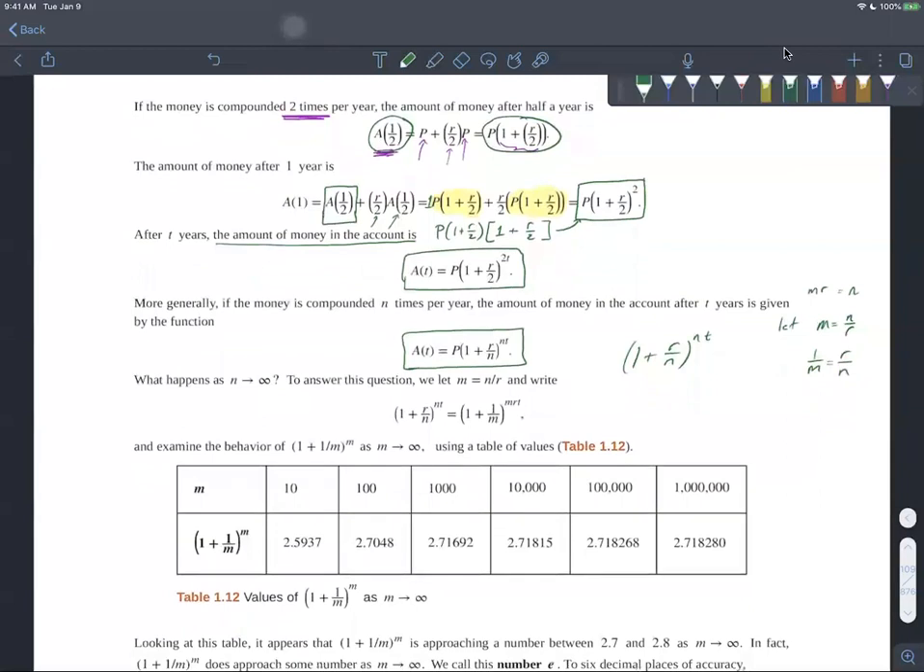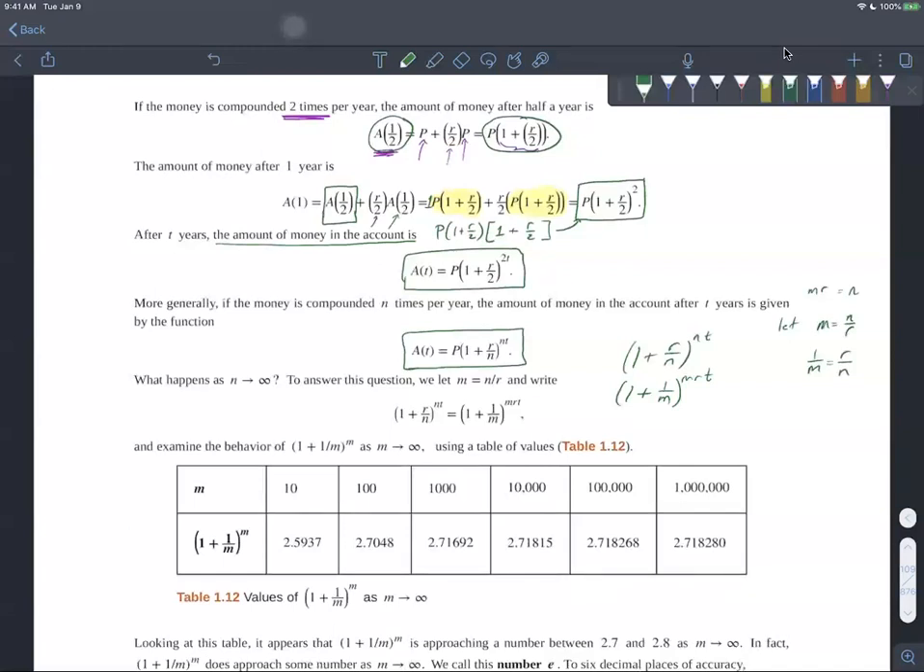So let's go back to this expression here, which is part of our function there. So 1 plus r over n, we said that is 1 over m. And then nt, well, n we solved to be mr. So this is going to be, instead of nt, mrt. And that's how they got what they have here.